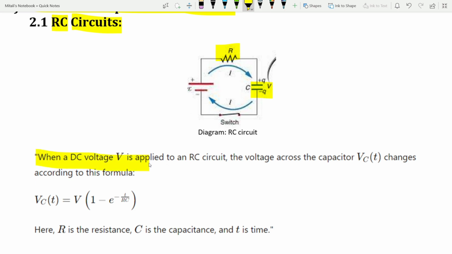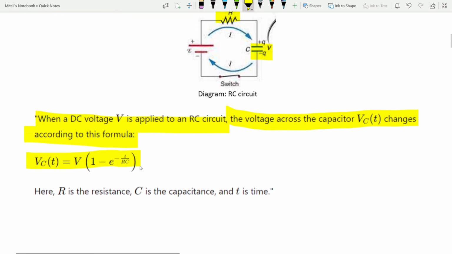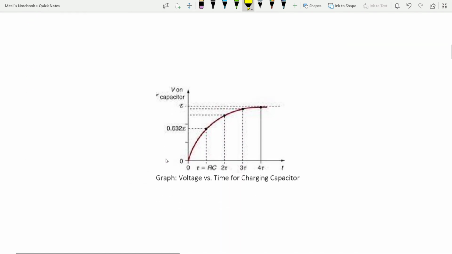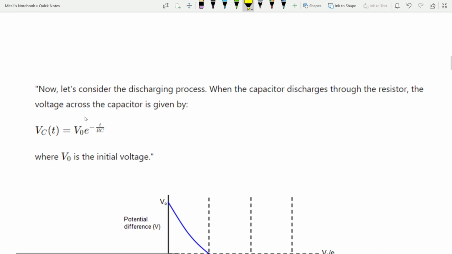When a DC voltage V is applied to an RC circuit, the voltage across the capacitor, that is Vc(t), changes according to this formula. Vc(t) = V(1 - e^(-t/RC)). Here R is resistance, C is capacitance and t is time. As we can see from the graph, the voltage across the capacitor gradually increases and approaches the supply voltage over time. Now let's consider the discharging process.